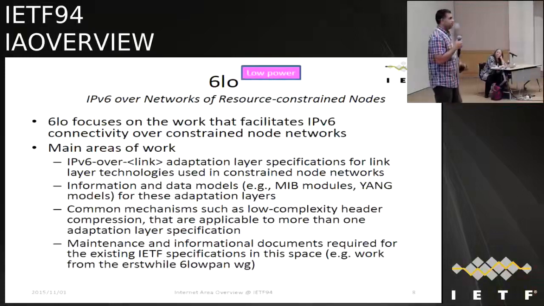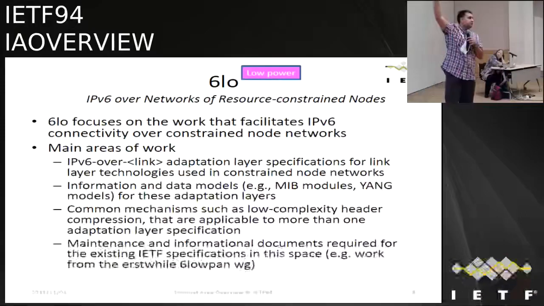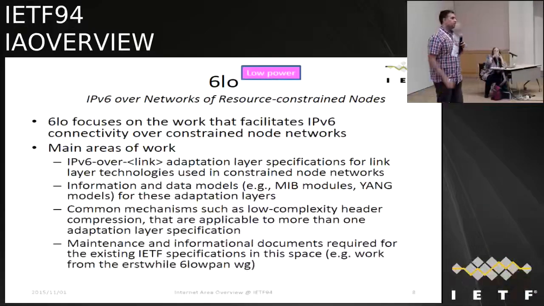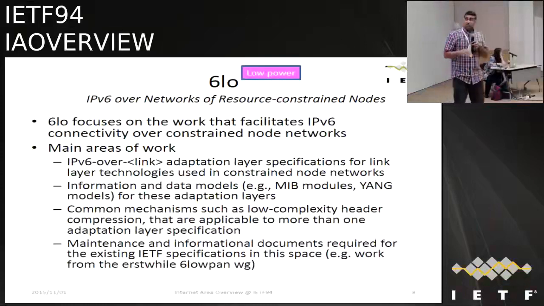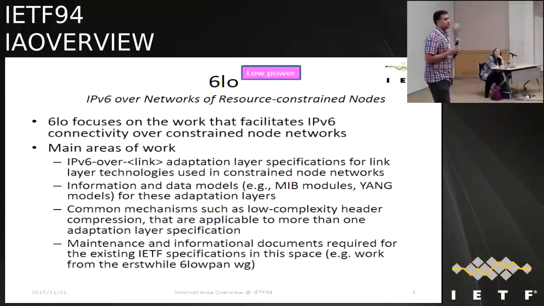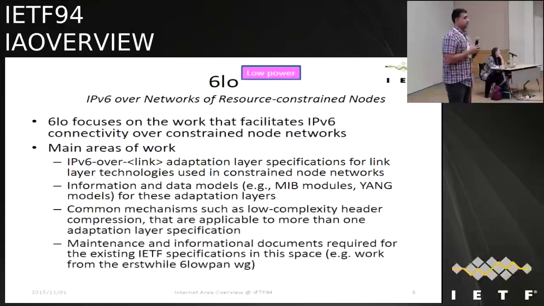So 6LoWPAN is one of the new working groups. I've color coded each working group by area, so you can correlate it with low power or not. 6LoWPAN is developing the IPv6 work on link layers that are very constrained. If you look at a sensor, it runs something like 802.15.4, which is a low-power PAN. Any optimizations of the IP protocols for those layers get done in this working group.